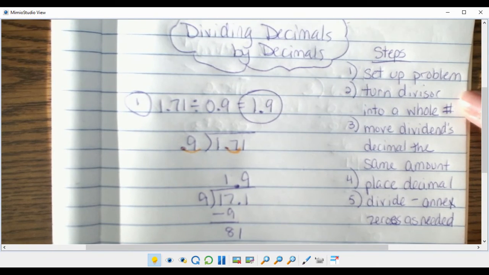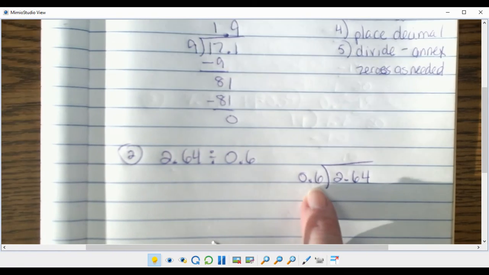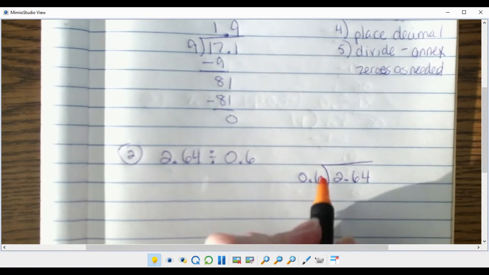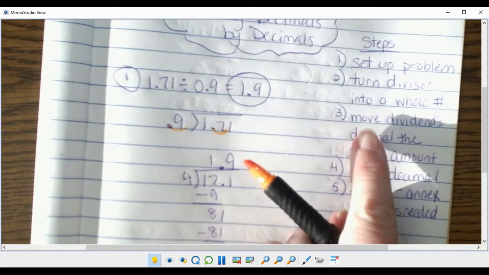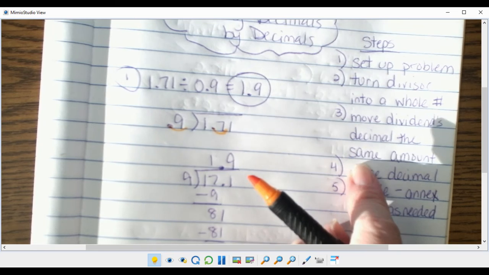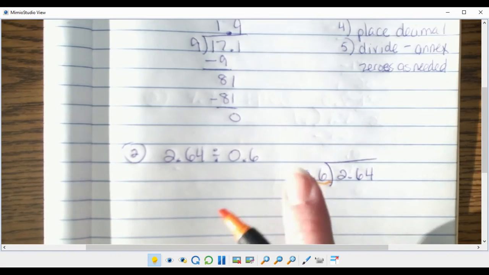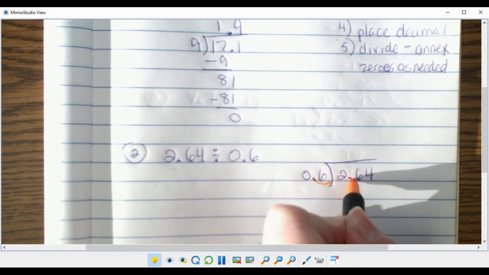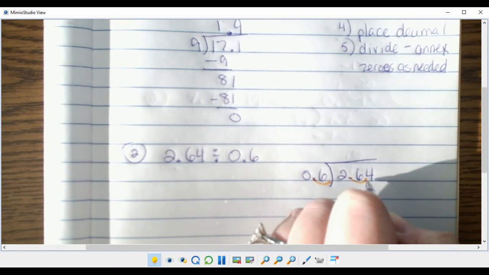Step 2, turn the divisor into a whole number. We want to get rid of the decimal from this outside number. So I'll move it once. That'll make it into a whole number of 6. Our next step is to move the dividend's decimal the same amount. So if I moved it 1 here, I need to move it 1 here. If you'd like to rewrite it, certainly that would be a time to do this. I usually keep it as it is.